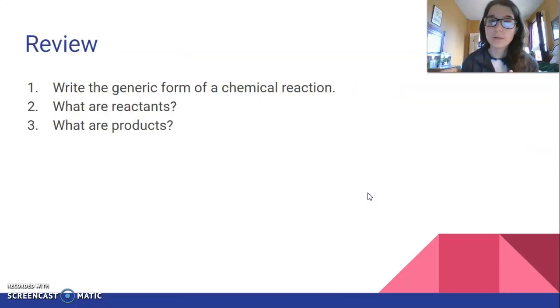For review, you should be able to write the generic form of a chemical reaction. What do we start with? What do we end with? And what's the symbol that goes between them? What are reactants? How would you define them? And what are products? How would you define a product? Okay, so that is it for the 11.1 notes, and that's just going over word equations.